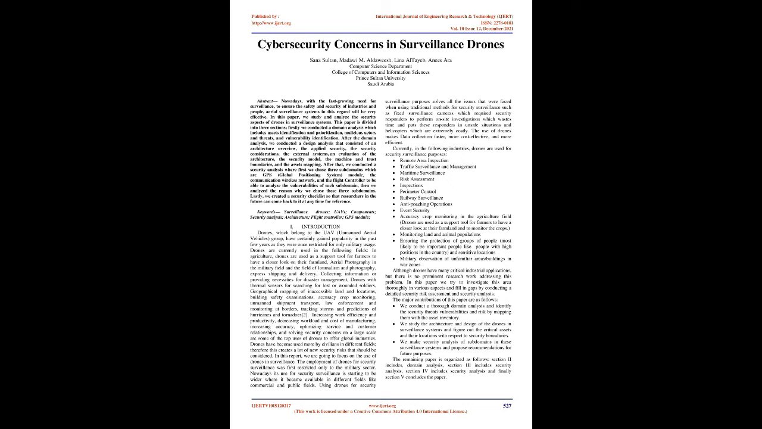Aerial photography in the military field and the field of journalism and photography, express shipping and delivery, collecting information or providing necessities for disaster management, drones with thermal sensors for searching for lost or wounded soldiers, geographical mapping of inaccessible land and locations, building safety examinations, accuracy crop monitoring, unmanned shipment transport, law enforcement and monitoring at borders, tracking storms and predictions of hurricanes and tornadoes too.